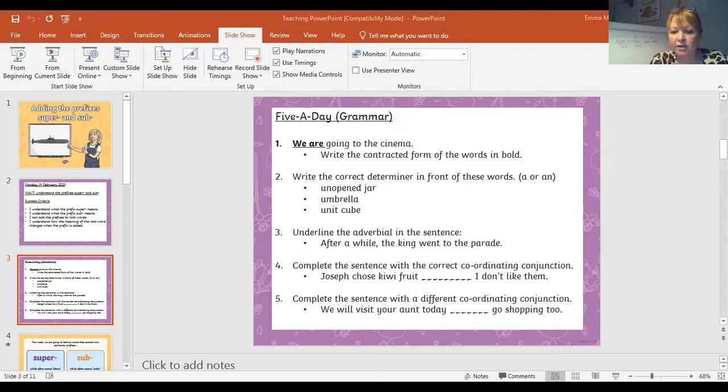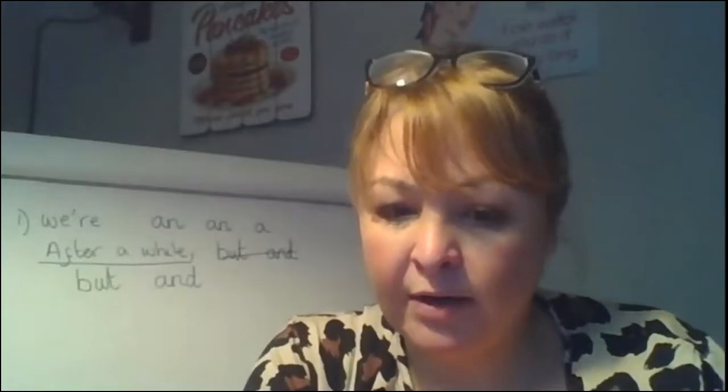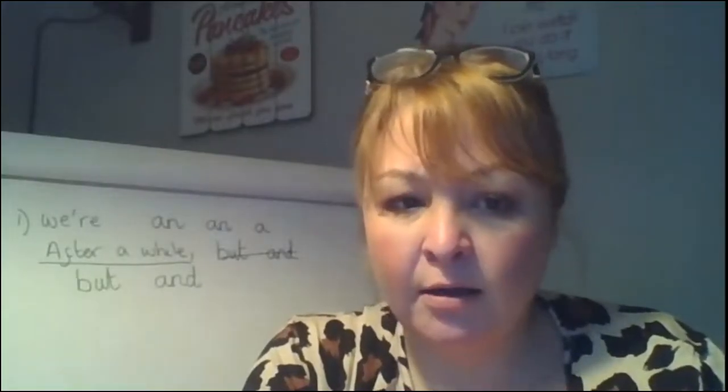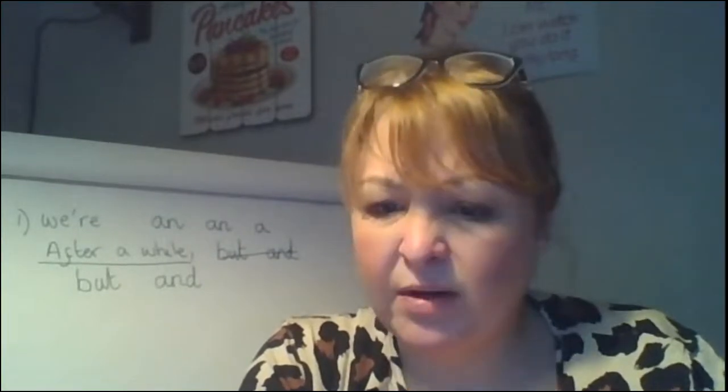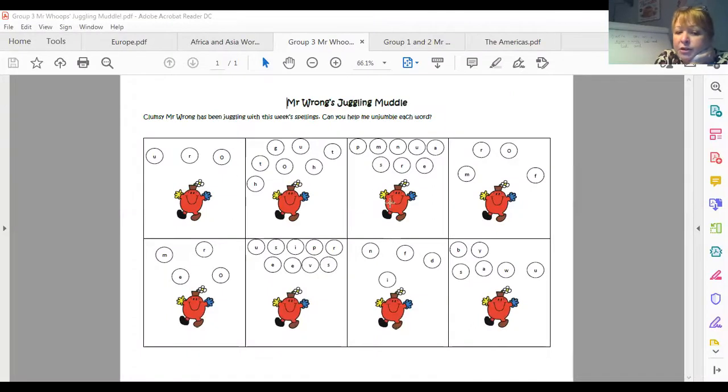my screen sharing is paused. Stop sharing and then start sharing again. Something went wrong, I'm sorry. So here you can see Mr. Wrong's juggling muddle for group 3. The letters are all jumbled up from group 3 spellings and you need to unjumble them for the words. That's your first activity. You don't have to print it off. You can do it straight into your home learning book. Just number the different boxes and write the words into your home learning book.